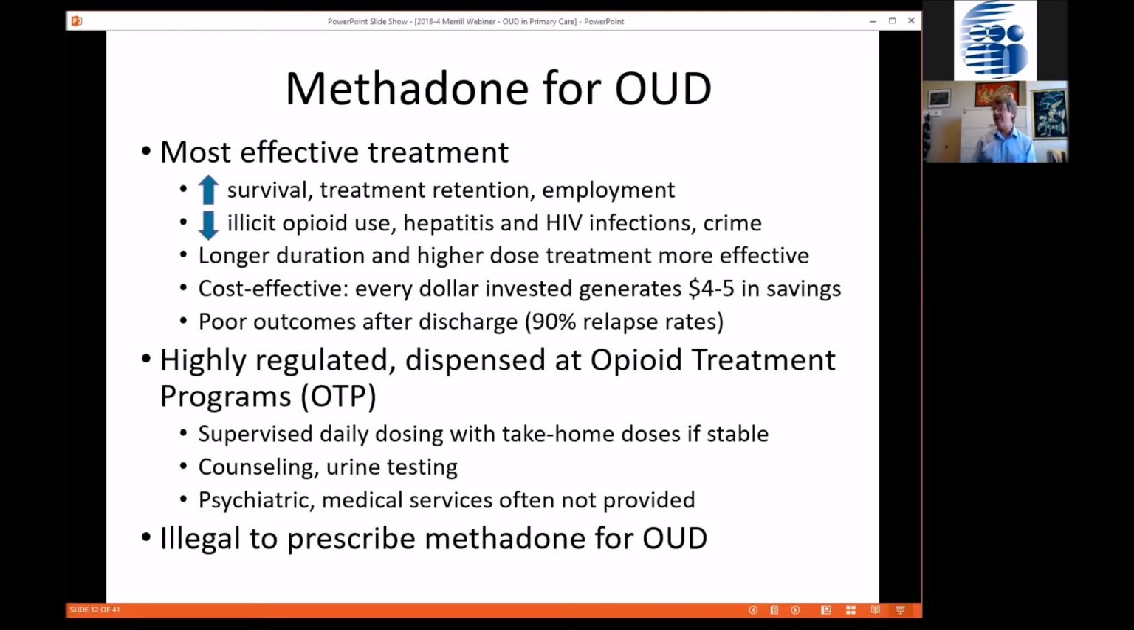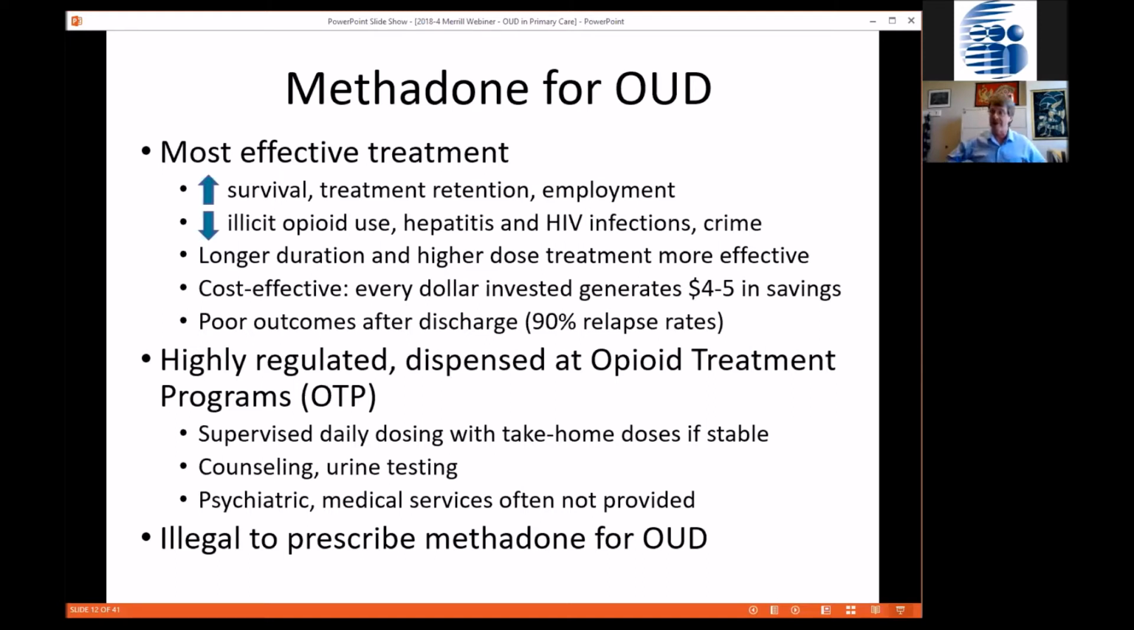So when they try to cut off methadone programs in some communities because of the stigma attached to it, it's often the criminal justice system that comes around and says, no, we need methadone to help us avert crime in opioid users. We know that the longer you're in treatment, the better you do. We also know that higher doses are more effective than moderate doses. And we know that it's highly cost effective. You can see every dollar invested generally saves $4 or $5 of public money. We also know that methadone is difficult to come off of.